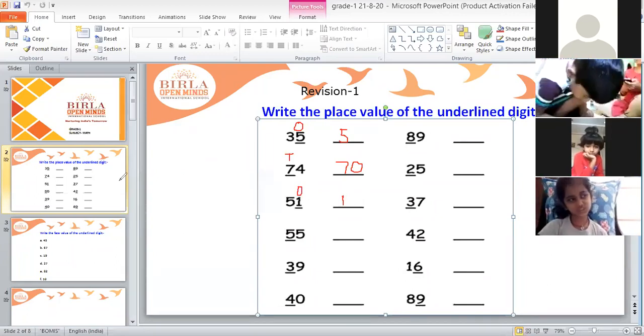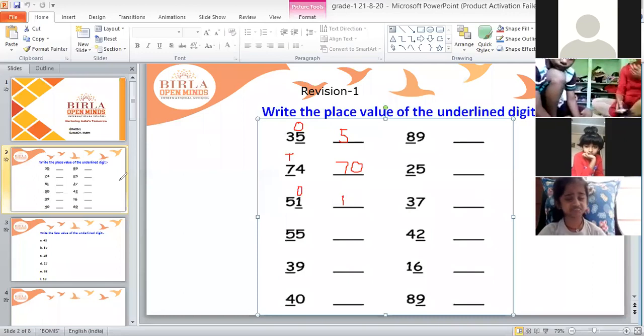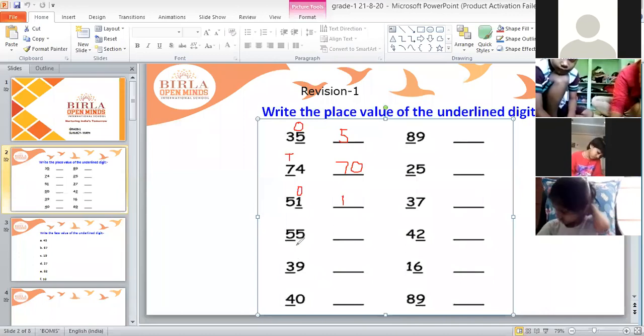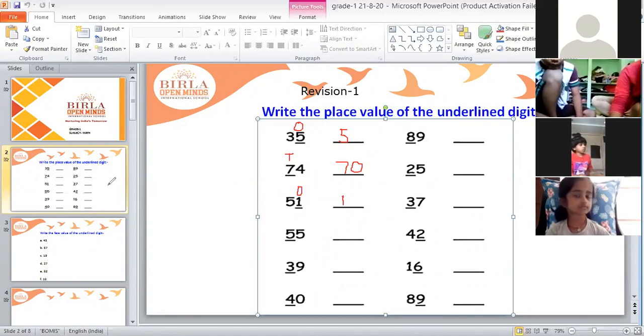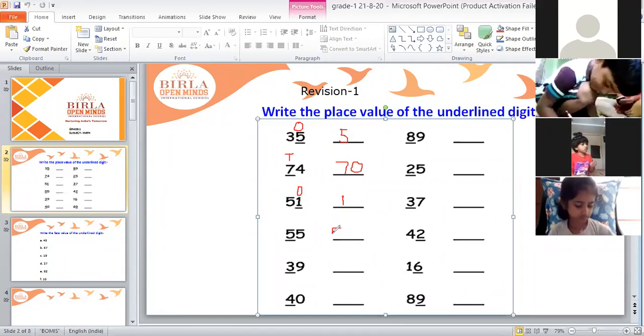Rohit Chaudhary, you tell me the answer for the next one. What is the underlined number? In number 50, 5. Underlined number is 5. And what is the place of this 5 here? Tens. Fine. What is the place value of this number 5 here? 50. Yeah, it's correct. The answer is 50.